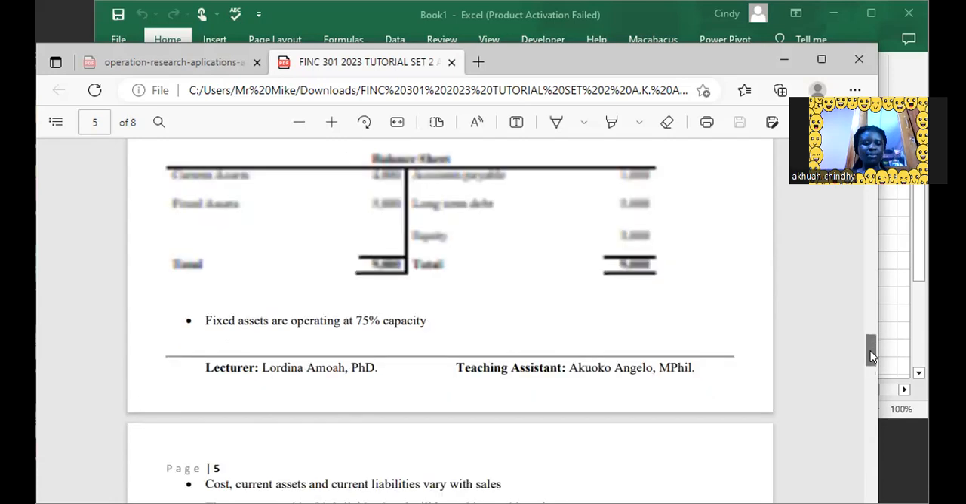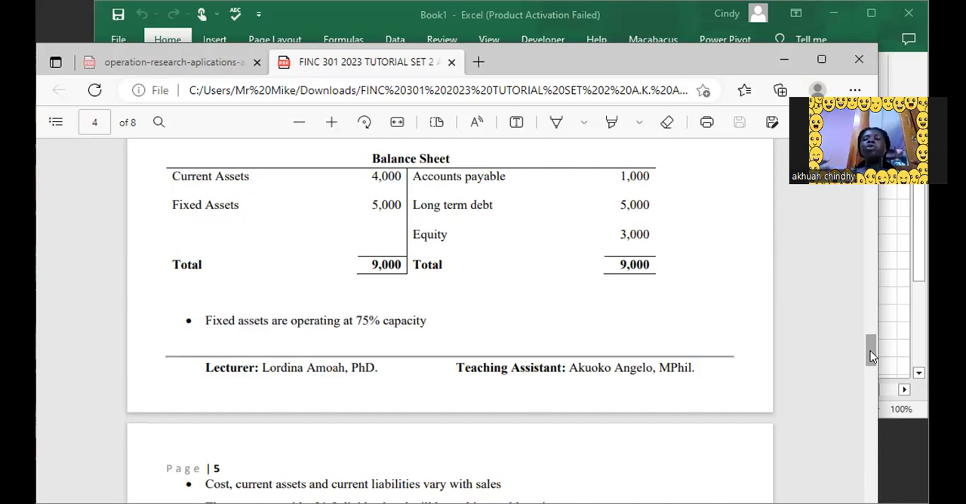So after looking at the income statement and balance sheet, we have: fixed assets are operating at 75% capacity. In every business setting, it is preferable for our assets to be able to work efficiently. We know that in every business setting, you can't just sell without a resource. So assets are just the property in the business that aid us in selling. So we use our assets to generate sales.